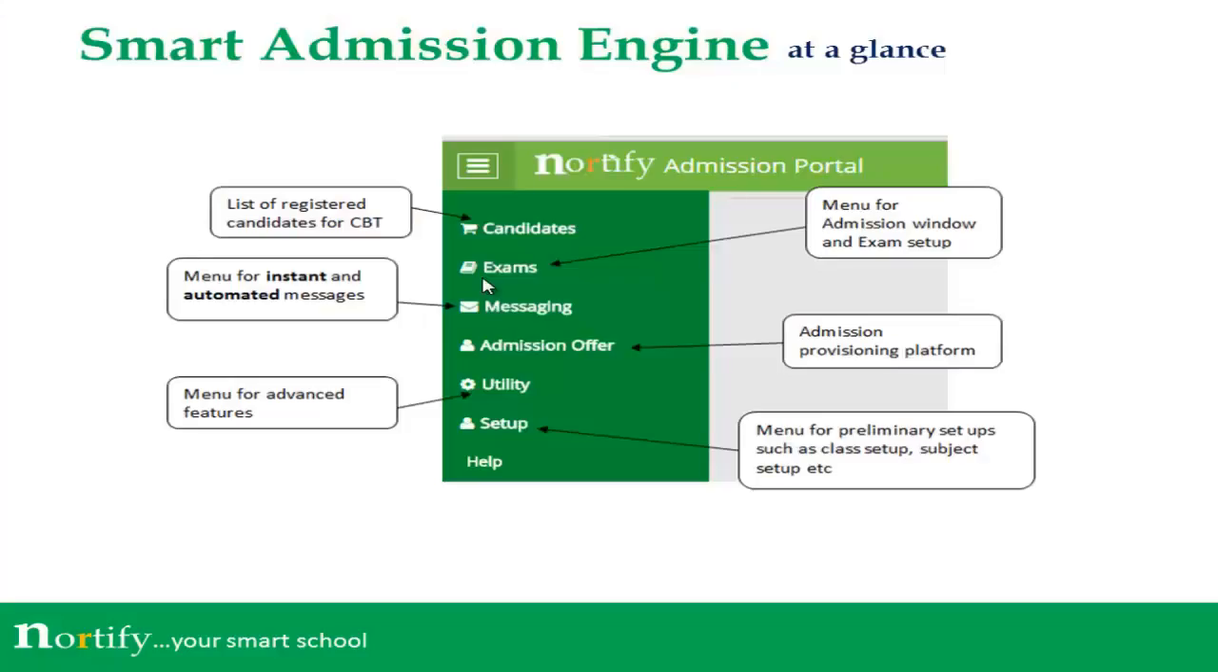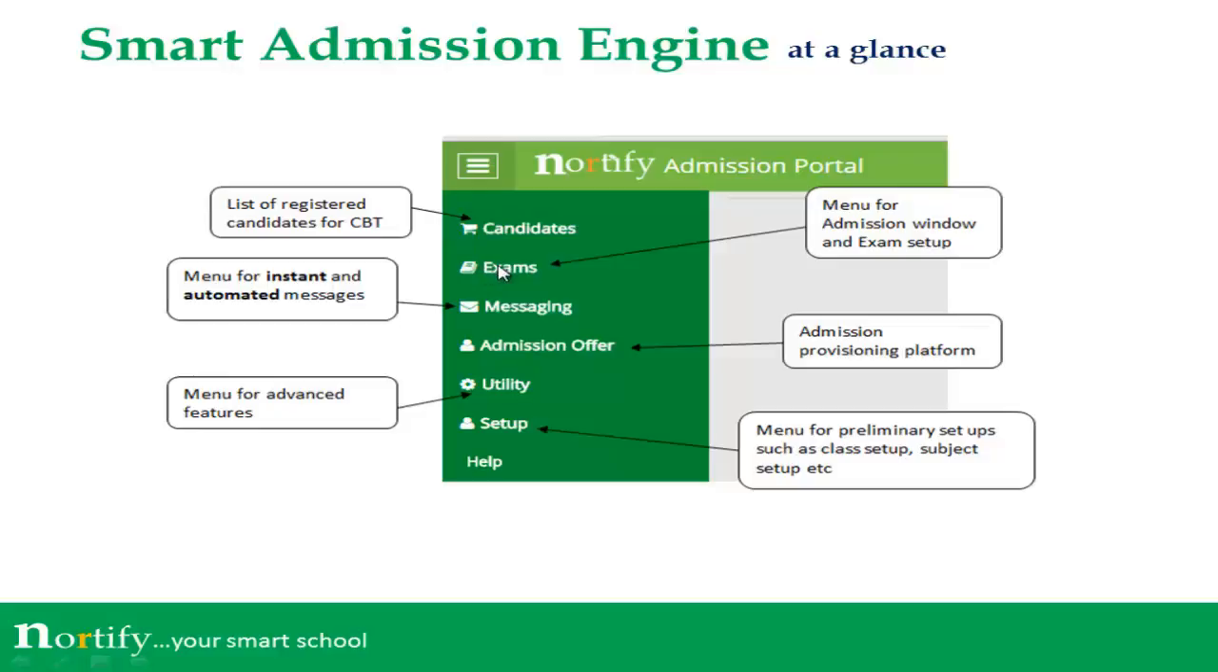Now, this is a Smart Admission Engine at a glance. If you notice, we have different menus on this Smart Admission Engine, and they are the candidates, the exams, messaging, admission offer, utility, setup, and help. Now, what is the candidate menu? What does it do? Candidate menu simply lists out all the registered candidates for CBT, and CBT stands for computer based test. We currently have the exam menu, and the exam menu showcases the admission window and exam setup.